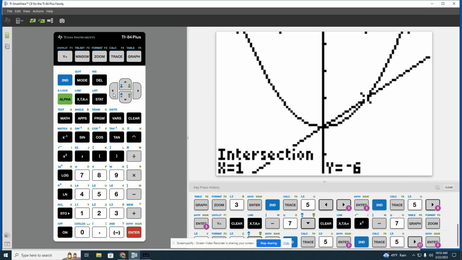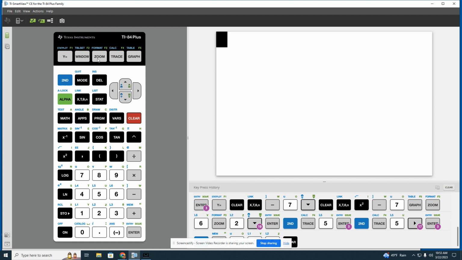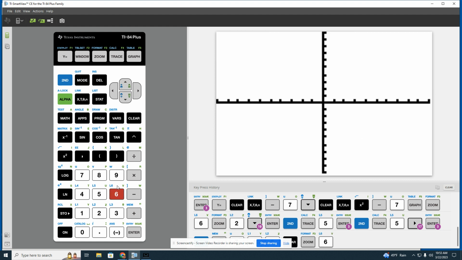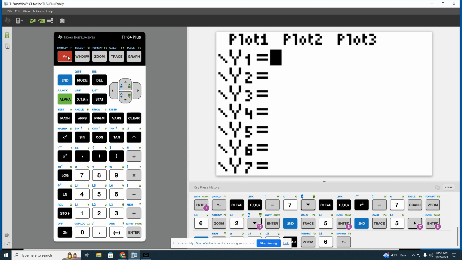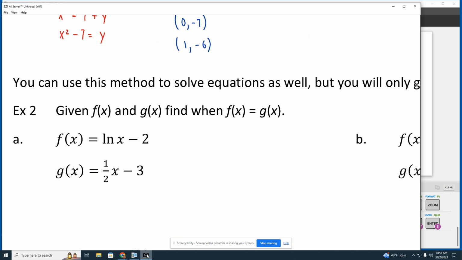So using zoom is sometimes helpful. Just don't forget, when you use zoom, it's going to stay on that window until you choose to either reset it, 2nd plus 7, 12, or you can always go back to zoom standard, number 6. Zoom standard. Okay, now the next couple are really simple. It's just the questions are asked differently. And like I said a second ago, when they ask using these instructions, given f of x and g of x, find when f of x equals g of x, we're going to give x only.